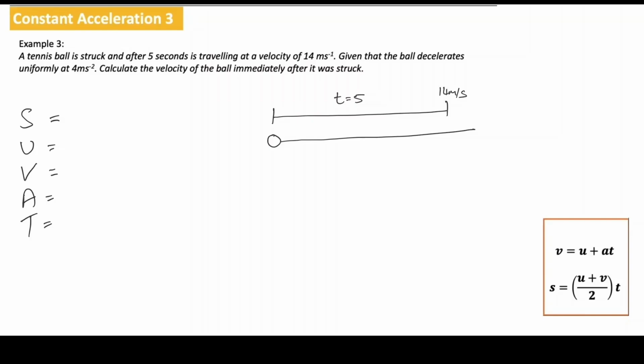What we do know is that this object is decelerating. Now, technically, if an object is decelerating, its velocity will keep reducing until it gets to a velocity of 0. And after that, it will have a negative velocity. So technically, objects can double back on themselves.